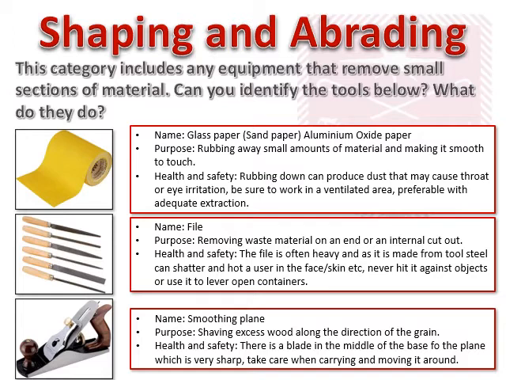Glass paper. Some people call it sandpaper. Traditionally, it was made with sand, but now it really isn't. We use glass, or we use the technical name, which is aluminium oxide paper.